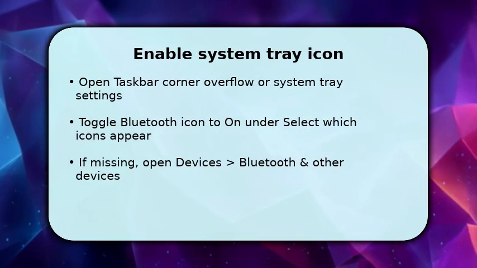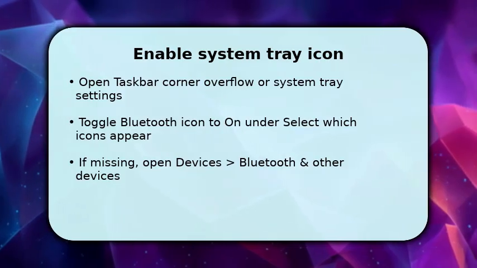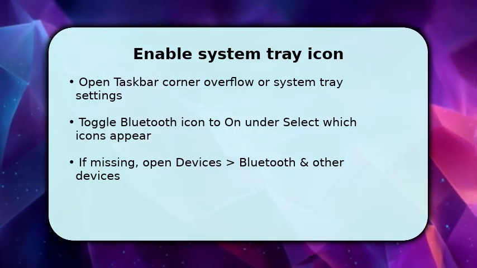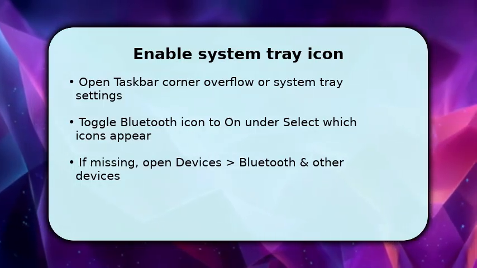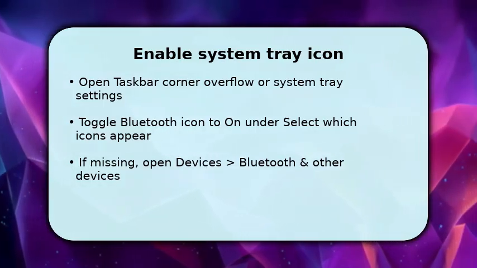Once in Taskbar settings, scroll to the Taskbar corner overflow or System Tray area and select which icons appear. Turn the Bluetooth switch on. You're telling Windows to pin the icon to the tray.